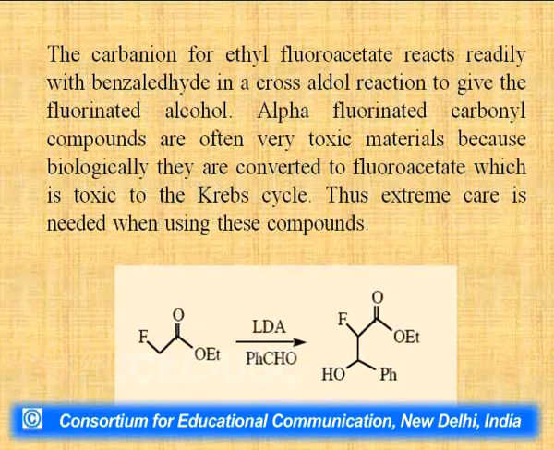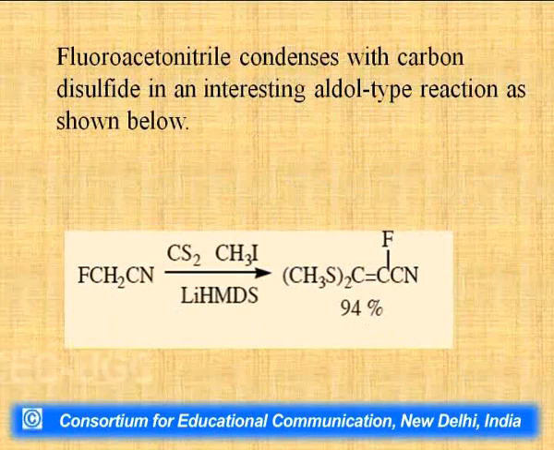The carbanion of ethyl fluoroacetate reacts readily with benzaldehyde in a cross aldol condensation to give the fluorinated alcohol. Alpha fluorinated carbonyl compounds are often very toxic materials because biologically they are converted to fluoroacetate, and we know the fluorine atom is very reactive, which makes it toxic to the Krebs cycle. Thus extreme care is needed when using these compounds.